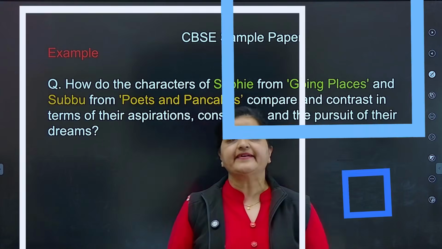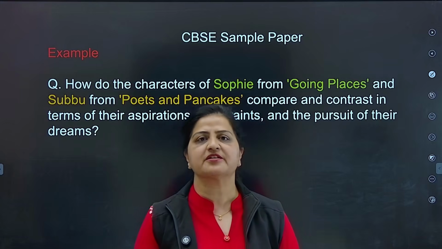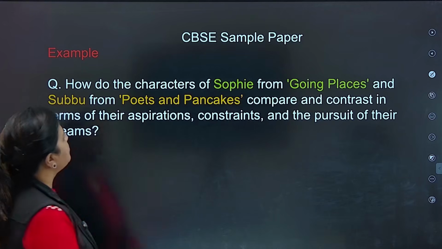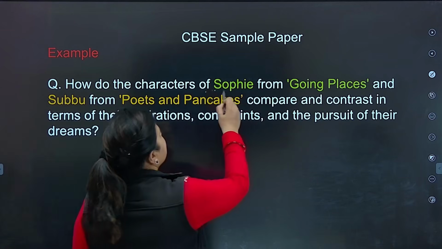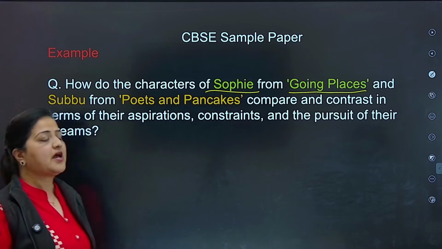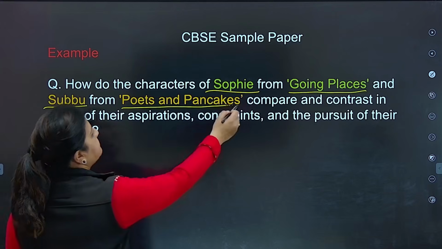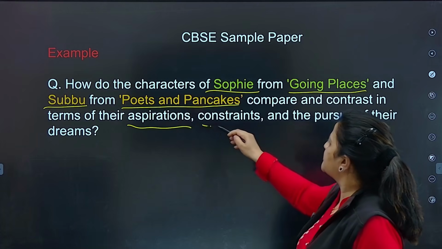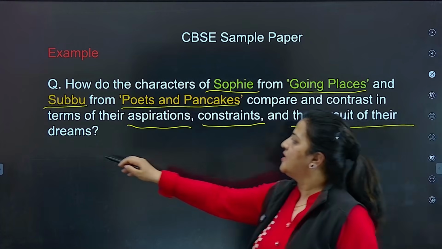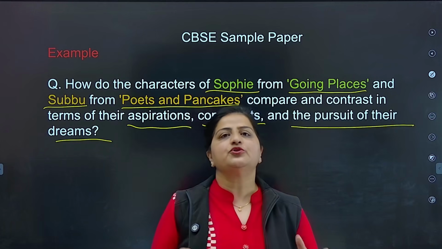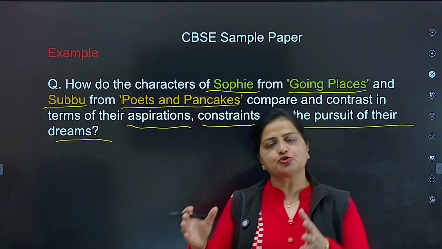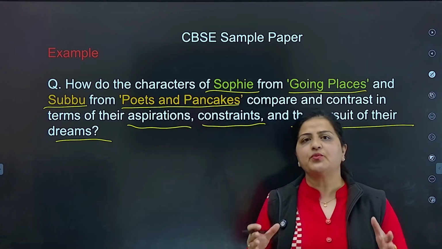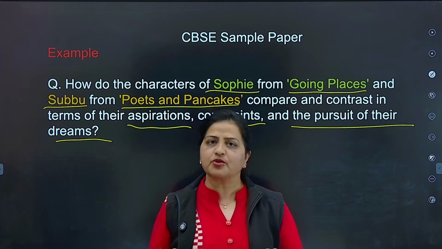Now let us understand one of the official CBSE questions from your previous papers. The question is, how do the characters of Sophie, from your chapter Going Places, and Subbu from Poets and Pancakes, compare and contrast in terms of their aspirations, constraints, and the pursuit of their dreams? Now what you have to do is compare Sophie and Subbu on the basis of their aspirations, constraints, and the way they pursued their dreams. So I hope the question is clear.